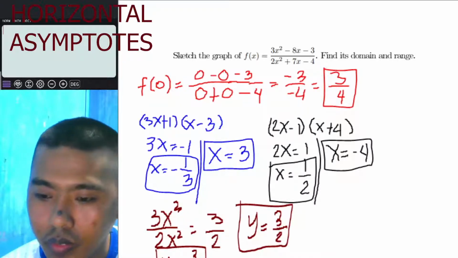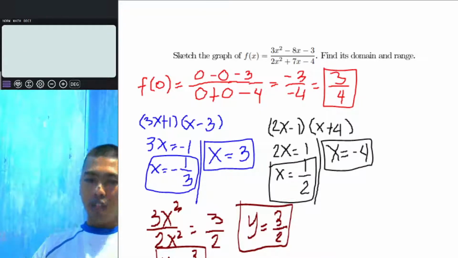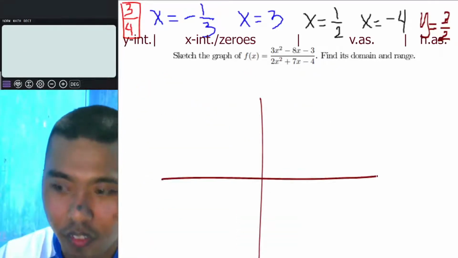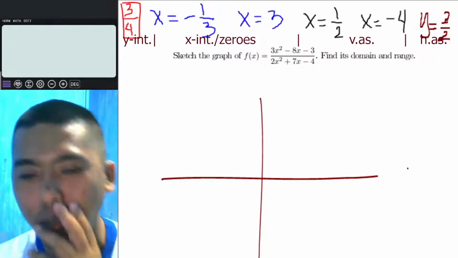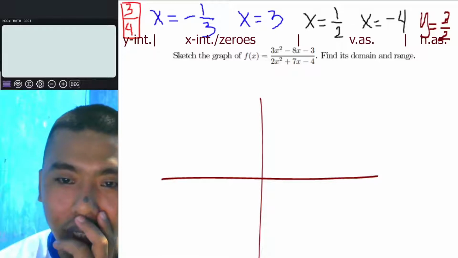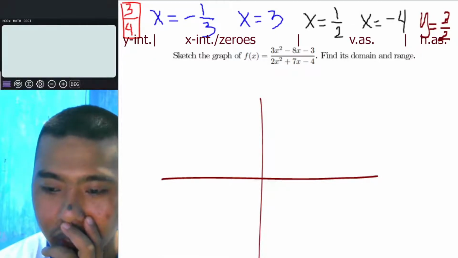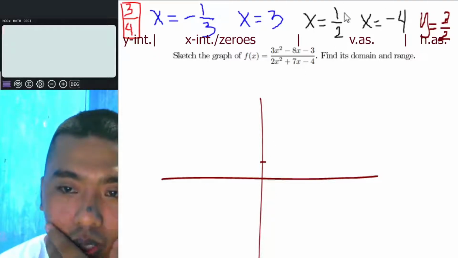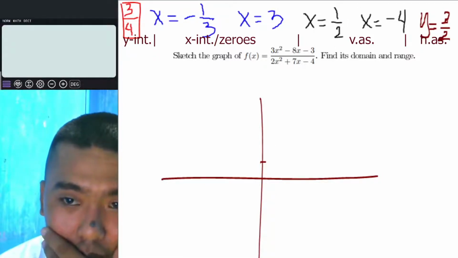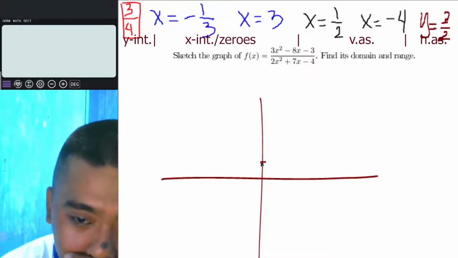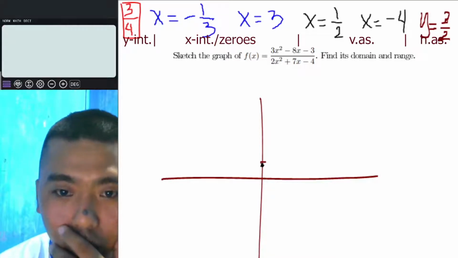Alright, so now let's plot. First, let's start with the y-intercept. If x is 0, then y is 3/4. So here, for example, this is 1, and this is your 3/4. That would be your y-intercept.